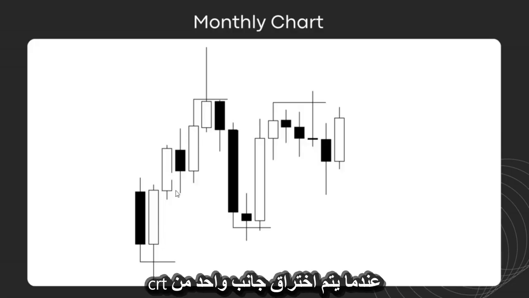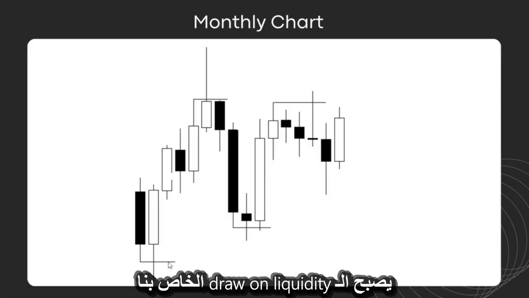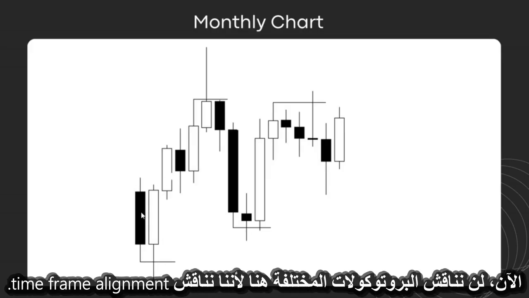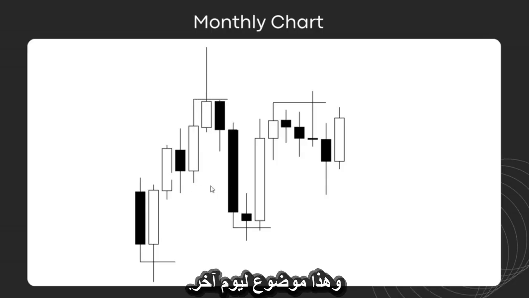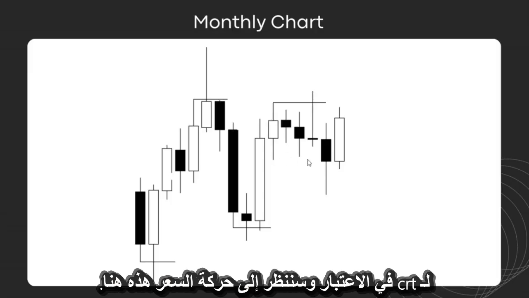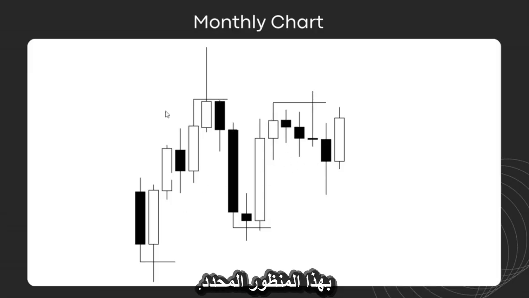Now, when one side of a CRT range or a typical range is purged, our drawn liquidity becomes the opposing side, right? Now, we're not going to discuss the different protocols here because we're discussing time frame alignment, and that's a topic for another day. But we're going to keep that fundamental principle of CRT in mind, and we're going to look at this price action right here with that particular perspective.